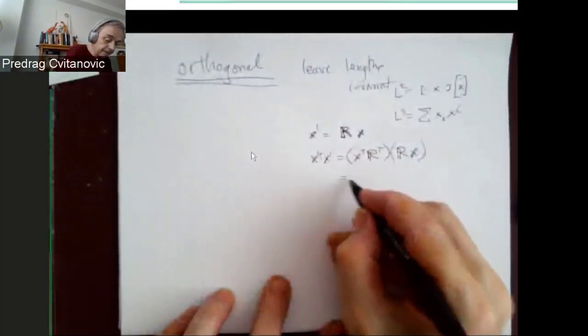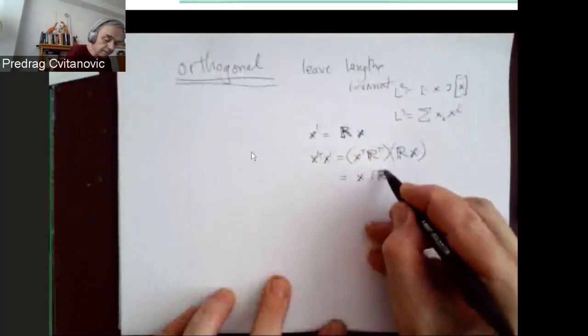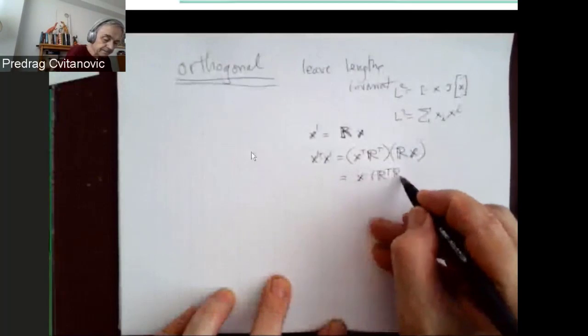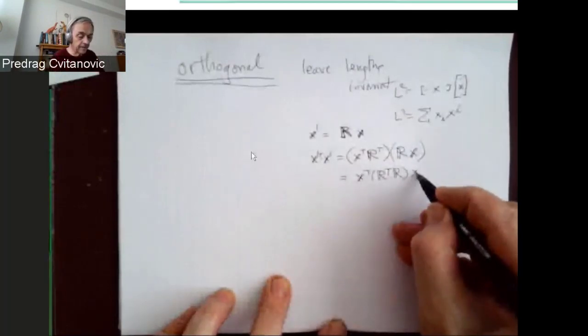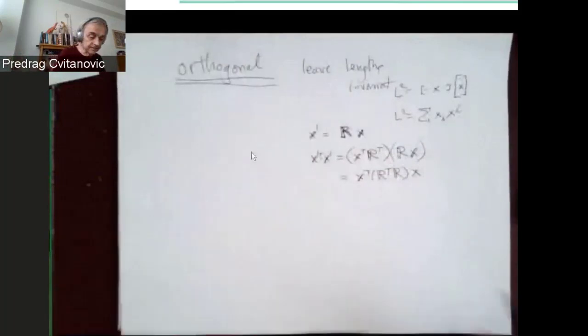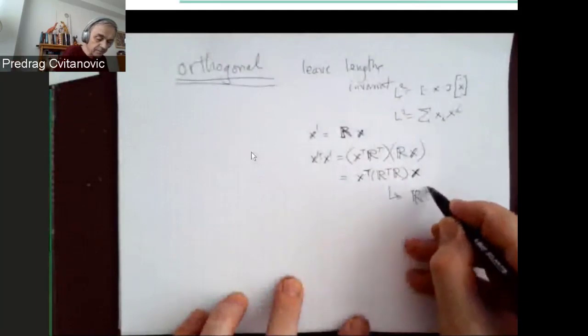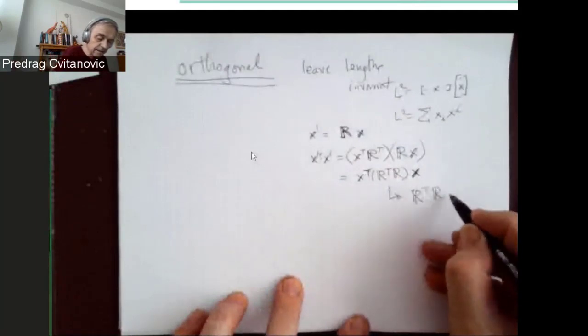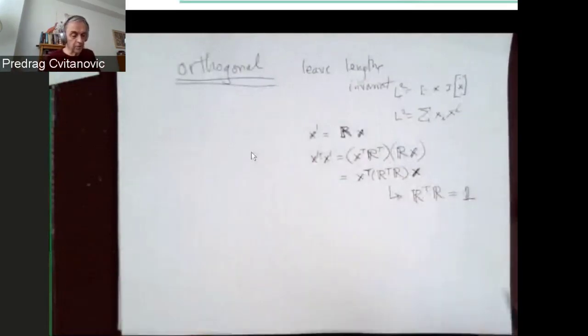So that says that x times a matrix product, R transpose times R, should be the same no matter what the x's are, which means that rotation transpose R equals 1. So this is called an orthogonal transformation.